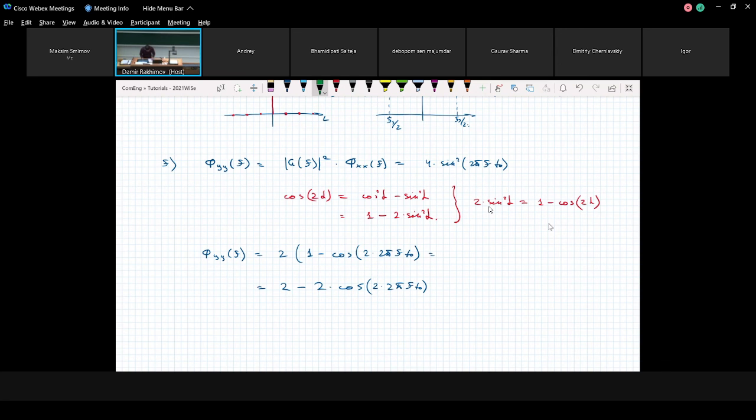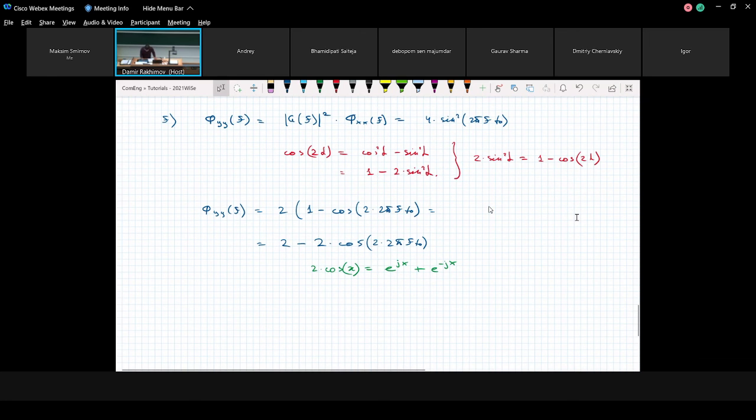You can see the cosine as a sum of the exponential function e to the jx plus the exponential function e to the minus jx, times one half. Then we can write it as g of f.